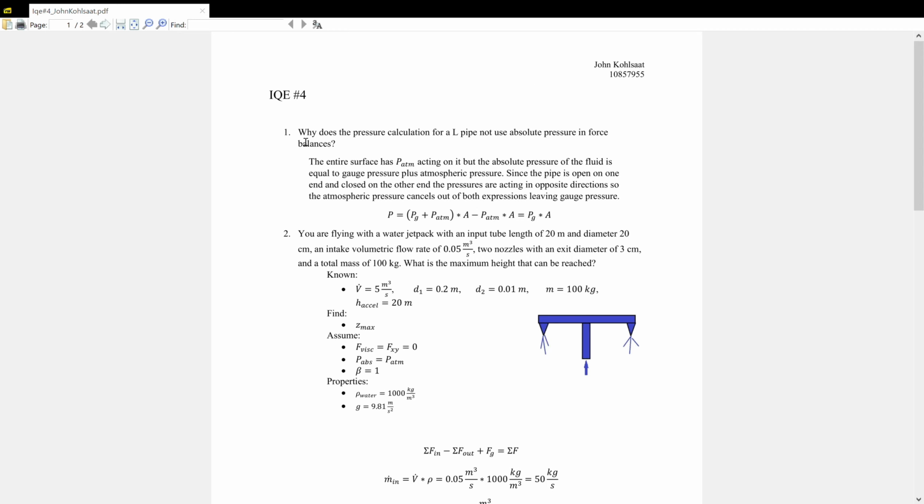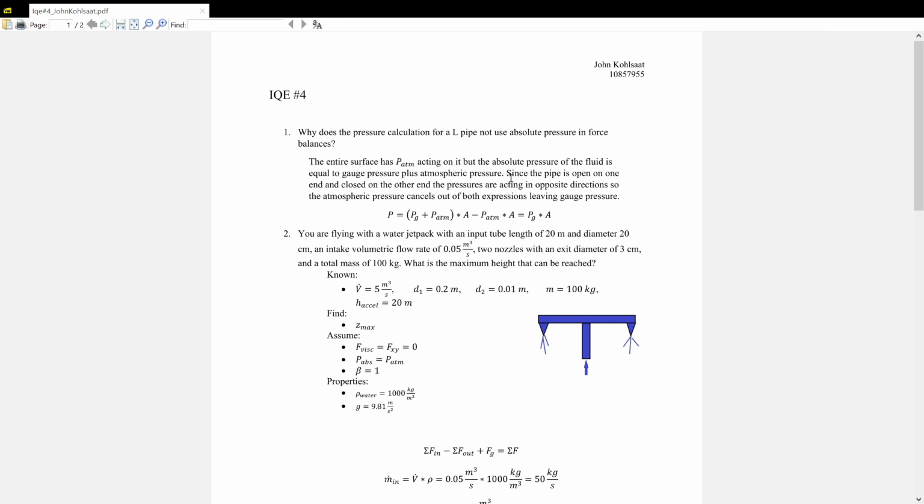Alright, so the first conceptual question is why does the pressure calculation for an L pipe, or a pipe that turns, not use the absolute pressure in the force balances? So this is essentially because the entire surface has atmospheric pressure acting on it, and the fluid has the absolute pressure, which is gauge pressure plus P atmosphere.